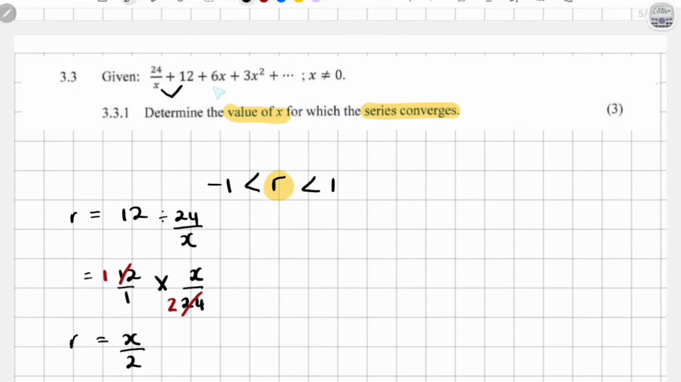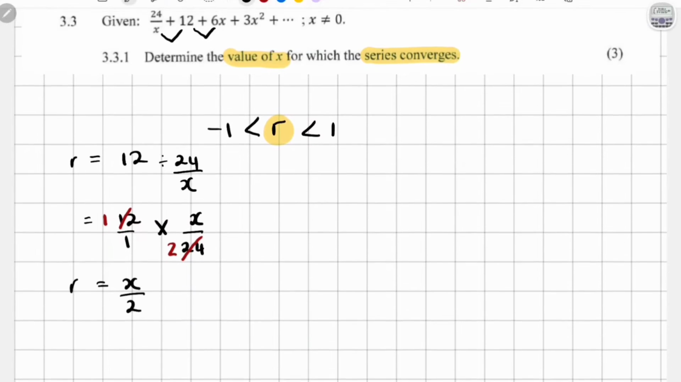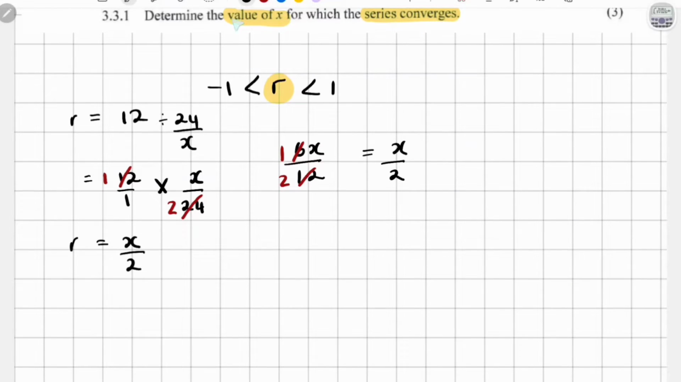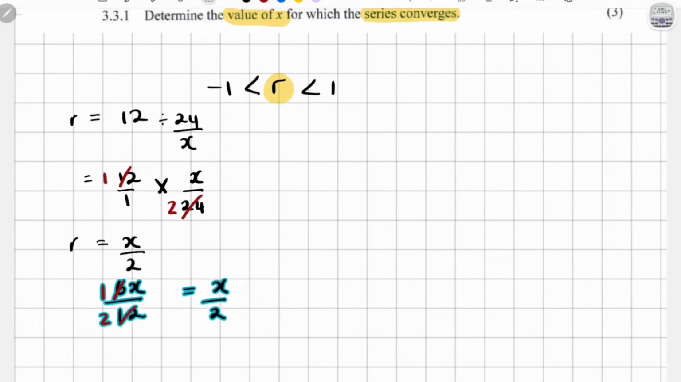You can confirm it by also saying term 3 divided by term 2, which is 6x divided by 12. You see that between 6 and 12, 6 is common. So 6 divided by 6 is 1. 12 divided by 6 is 2. Again, you get 1x, which is just x over 2. Okay, so we can see that that is still our ratio throughout.